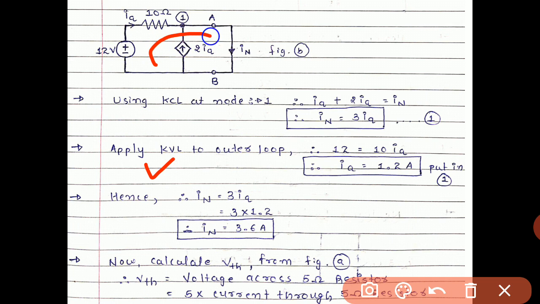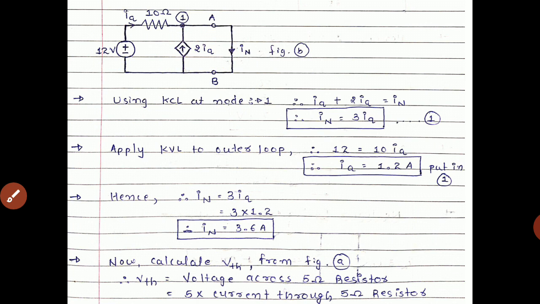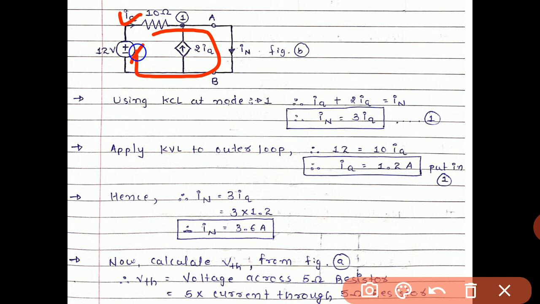So this is our outer loop. The dependent source is not counted because we follow the outer loop. So only two elements are there, one is the voltage source and one is the 10 ohm resistance, keep that in mind. So 10 into IA minus 2 plus minus 12 equals 0. So minus 12 goes to the right hand side, and 10 IA equals 12, which we can write easily from the outer loop applying KVL. So from that IA equals 1.2 ampere.